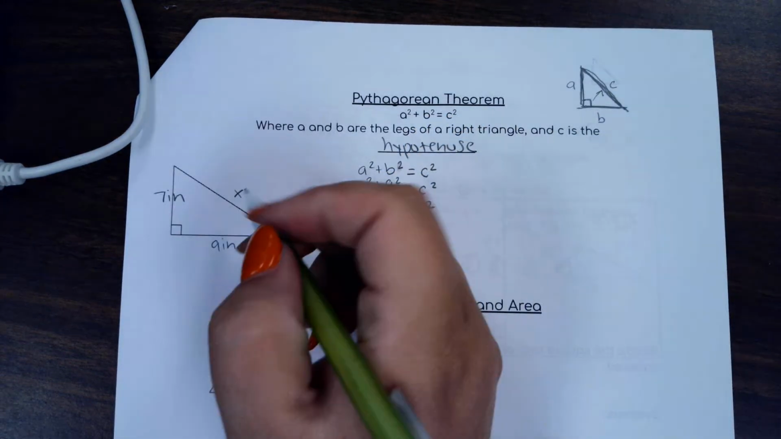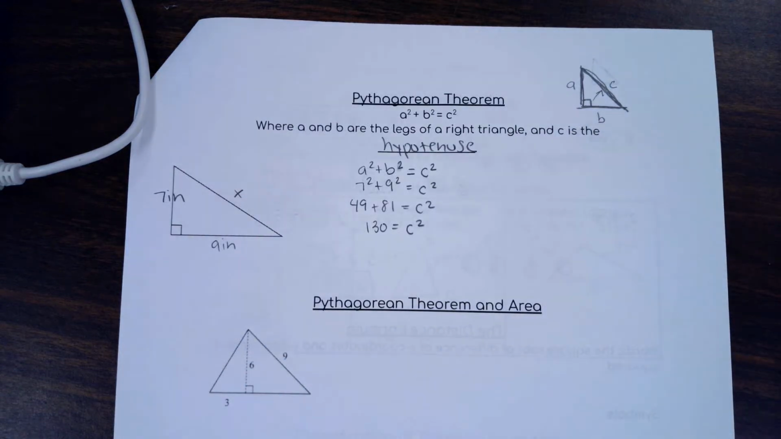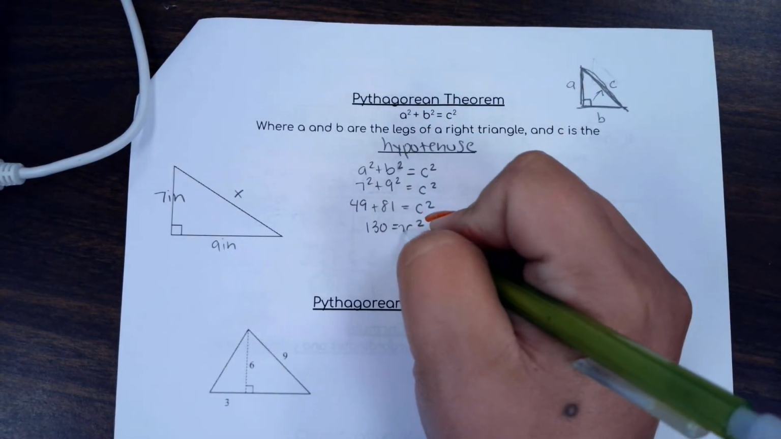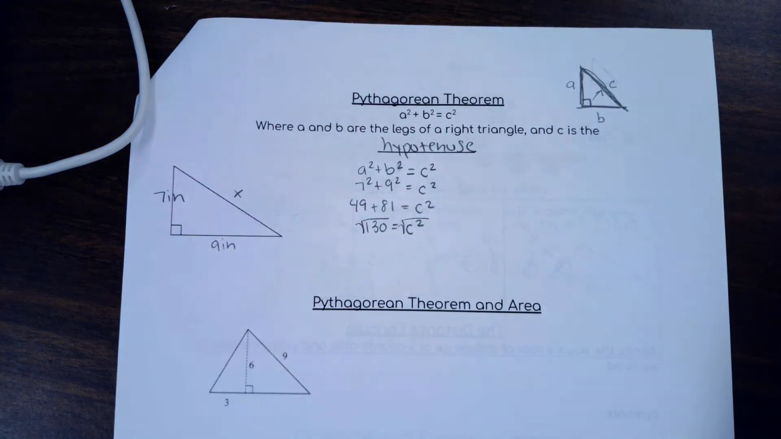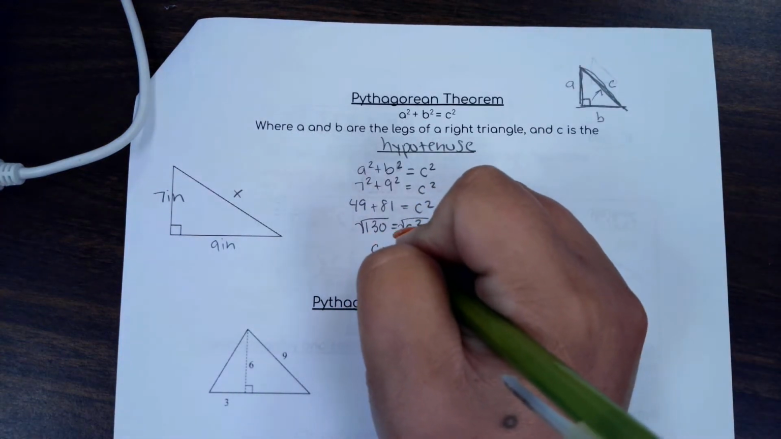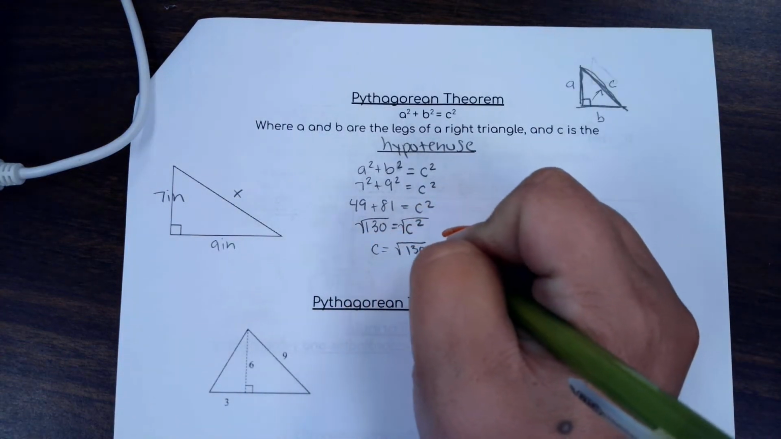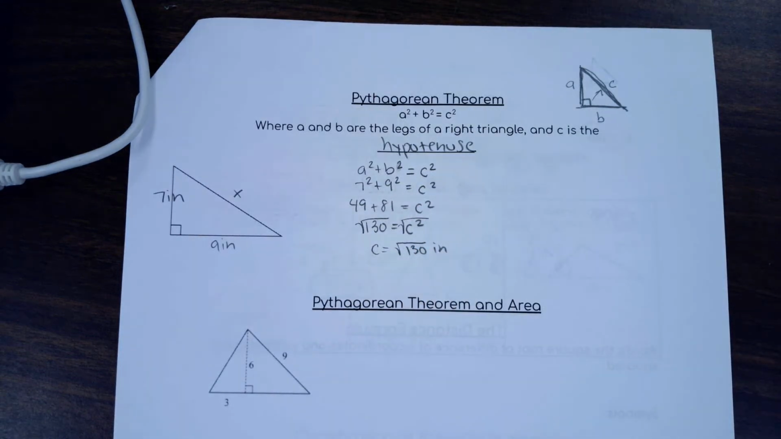Now, we want C all by itself, or X in this case actually, without the squared. So we've got to remember, what's the opposite of squaring something? That is your square root. So C equals the square root of 130 inches. Now we're almost done, but not quite. There's 2 ways that I'm going to ask for your answer.